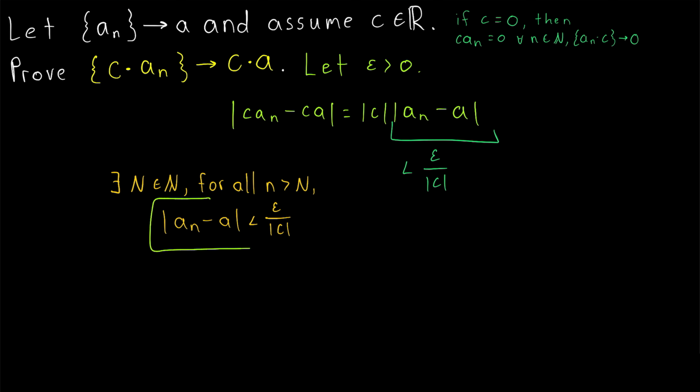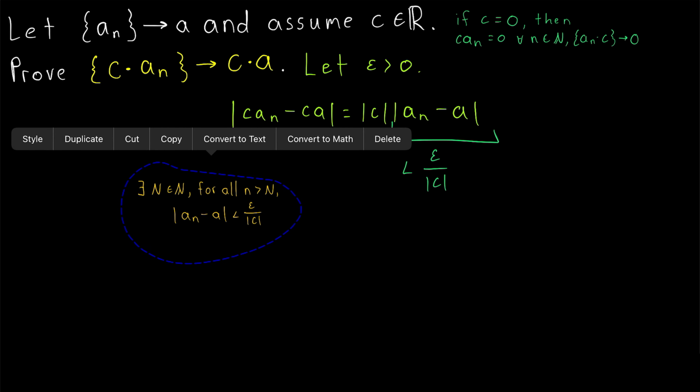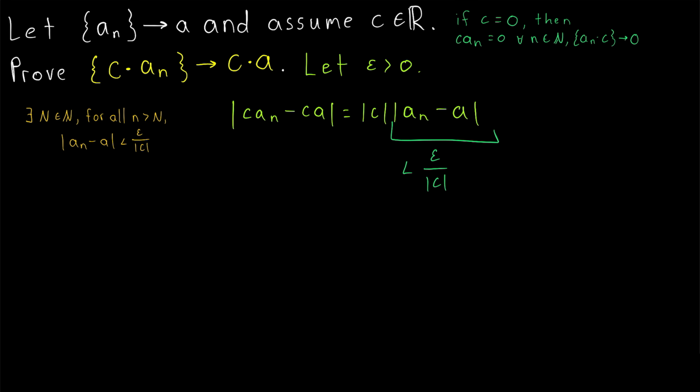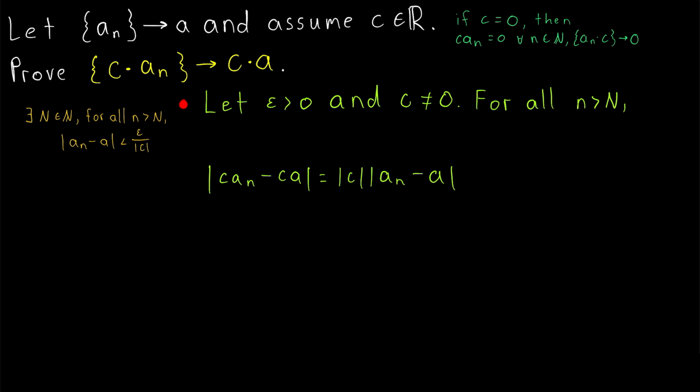Because remember, we know that this is eventually less than any given positive number, and epsilon over the absolute value of c is positive, because epsilon is positive, and we're assuming that c isn't 0, so its absolute value is also positive. With that big N value in mind, we can now go ahead and complete our proof. So of course, we begin with let epsilon be greater than 0, and we'll specify c is not equal to 0, which gives legitimacy to what we were doing over here.